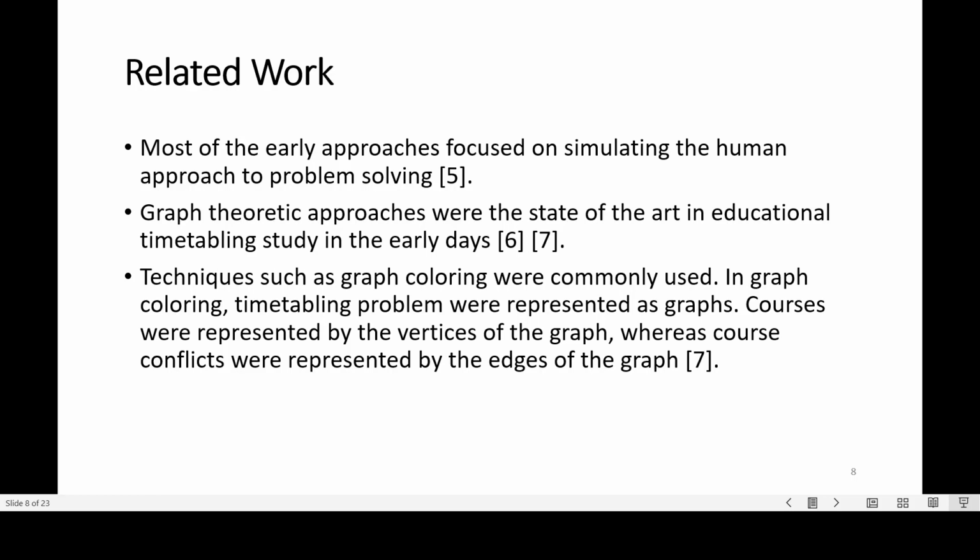Related work. Most of the early approaches focus on simulating the human approach to problem solving. Graph theoretic approaches were the state-of-the-art in educational timetabling study in the early days. Techniques such as graph coloring were commonly used. In graph coloring, timetabling problems were represented as graphs. Courses were represented by the vertices of the graph, whereas course conflicts were represented by the edges of the graph.